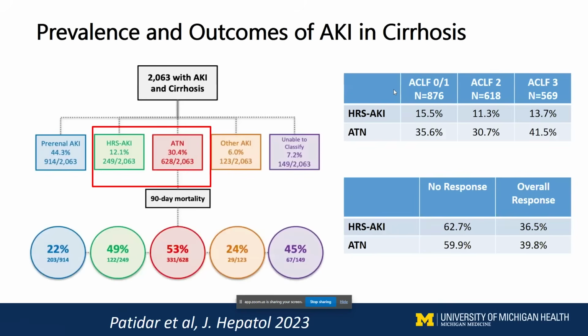This is another study of 2,063 patients with AKI and cirrhosis. They found that the majority of the patients had pre-renal AKI, followed by HRS AKI in 12% of the patients, ATN in 30% of the patients, 7.2% unclassified, and 6% with other causes of AKI. They looked at the 90-day mortality, and patients with HRS AKI and ATN had the highest 90-day mortality compared to pre-renal as well as other causes of AKI.